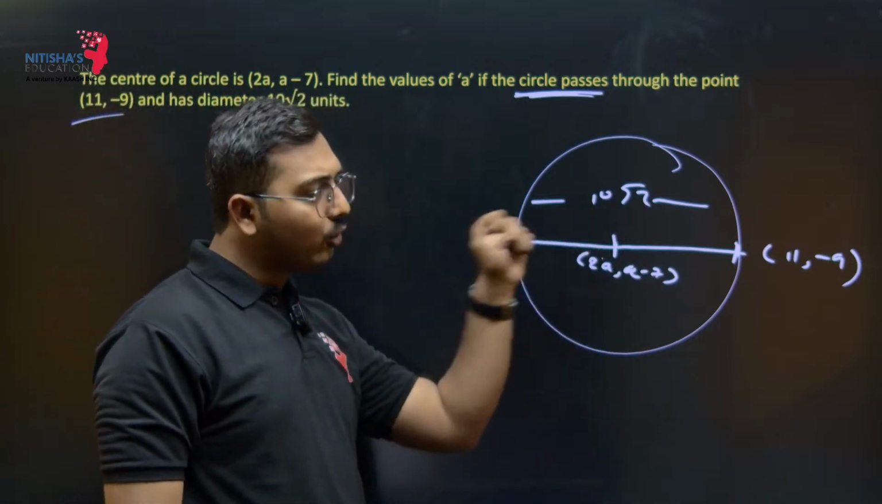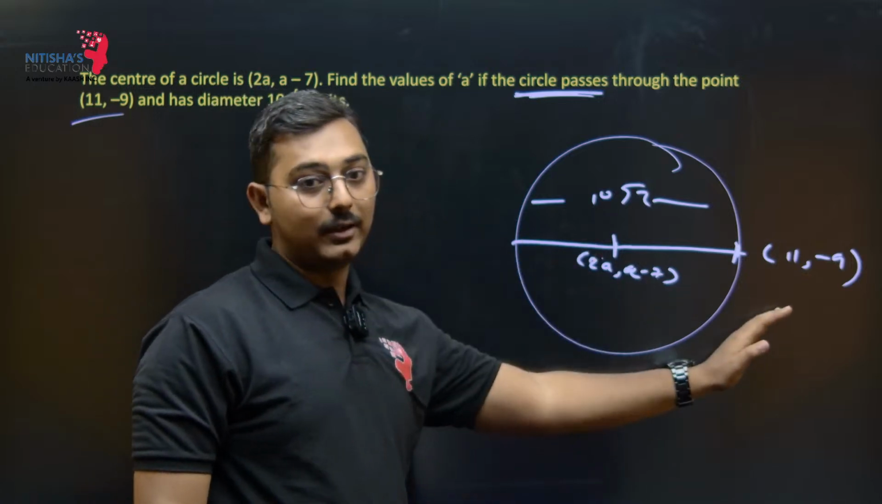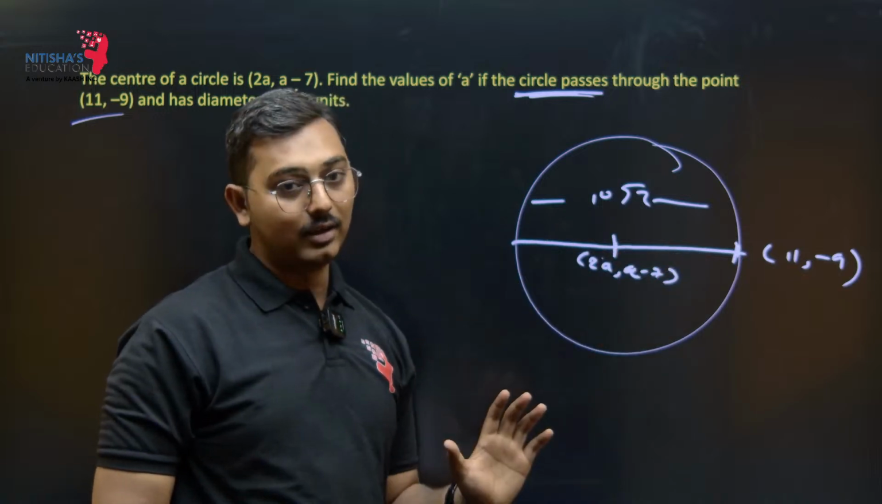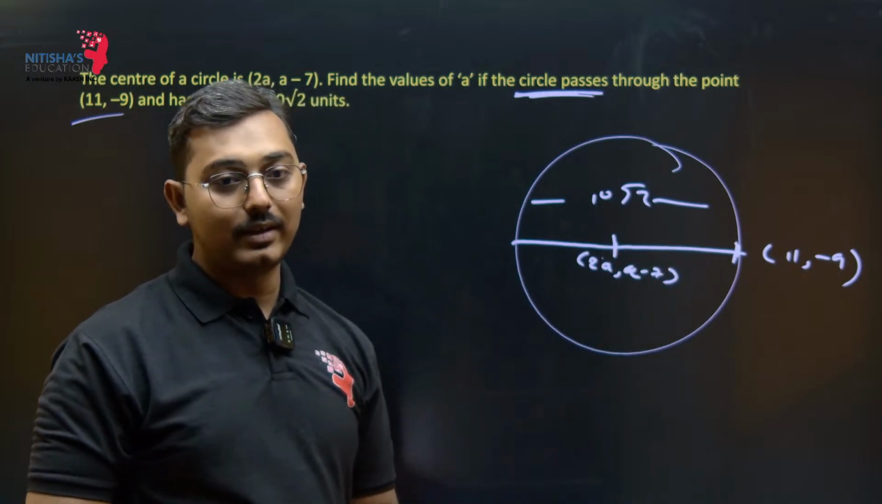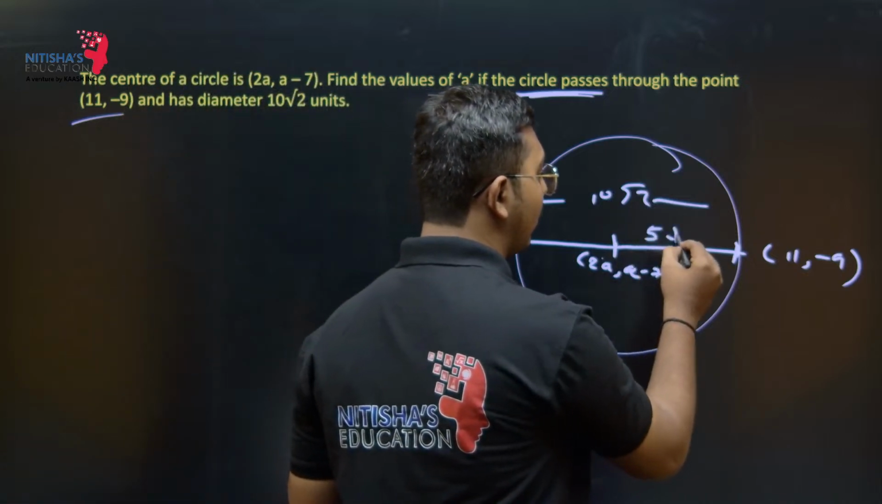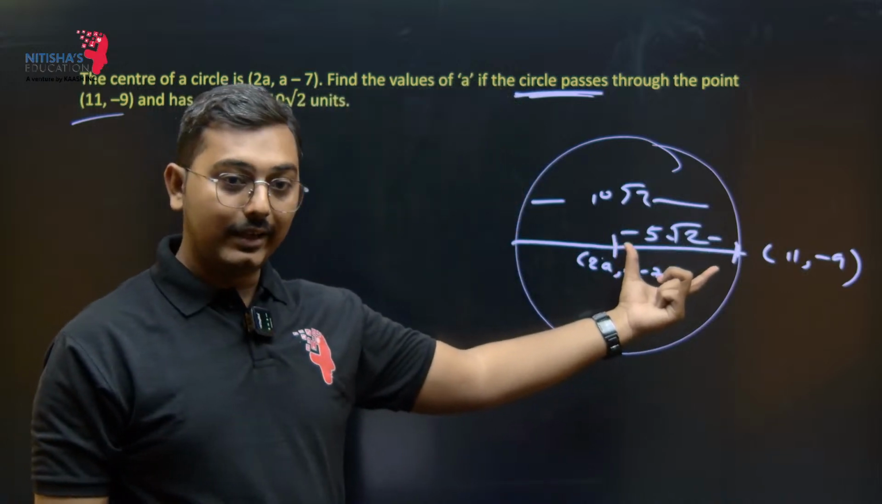But is the distance 10 root 2? No. 10 root 2 is the length of the diameter. We have to use just the radius. What is the relation between diameter and radius? Radius is half of the diameter, which is 5 root 2. Okay, so 5 root 2 is the radius.